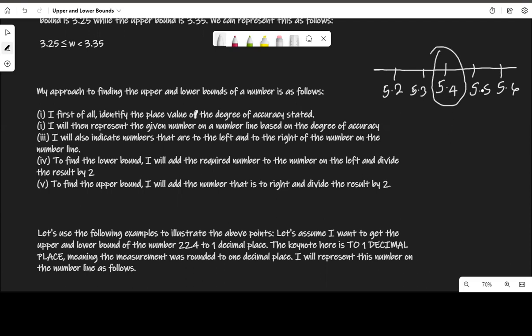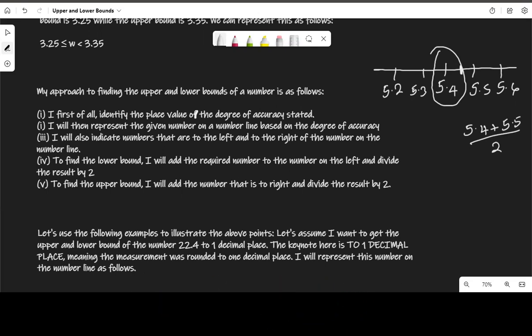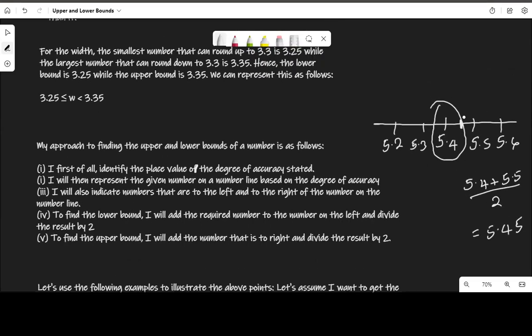In between 5.4 and 5.5, there is a number. How do we get that number? The easiest way to get it is to get the average of 5.4 and 5.5. Look at this, 5.4 plus 5.5, then divided by 2. Use the calculator if you have one with you. When we add 5.4 and 5.5 together, it gives us 10.9, then divided by 2. That gives us 5.45, which is the upper bound, which agrees with what we said earlier.